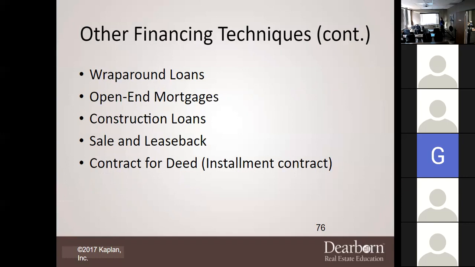Okay. And then there's a contract for deed. And a contract for deed is basically what it sounds like. You're basically paying a payment until you do what? Until you paid it off.